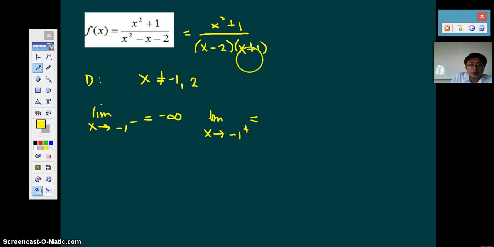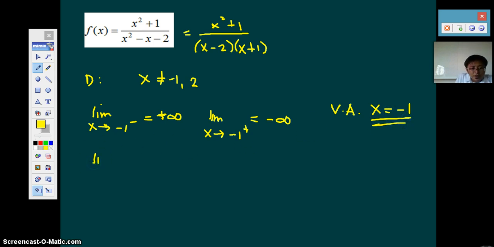So negative 1 from the right will make this an infinitesimal positive, but this will become negative. That's positive over negative. Positive over negative will be negative infinity also. Now, let's check again. Negative 1 from the left will make this negative, negative, positive. So this should be positive infinity. Okay, so we evaluated left hand and right hand limits of our x as x approaches negative 1, and we get infinities. Therefore, we have a vertical asymptote at x equals negative 1.